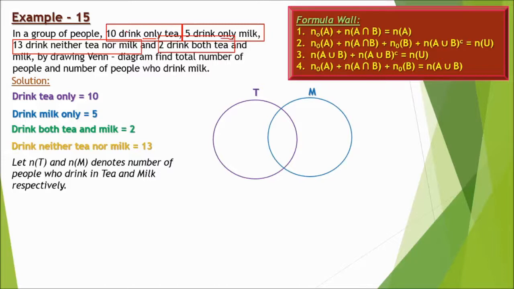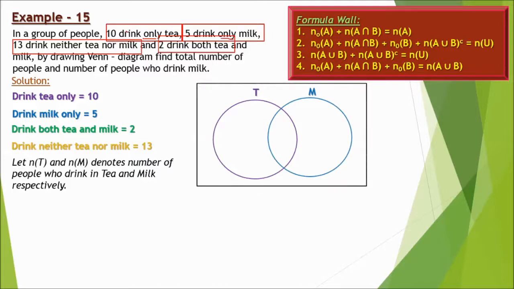Then the rectangle is the universal set. First, we always try to fill this part. Do we have information for it or not? Let's see. Yes, both. This is the common part among these two. So it's 2.